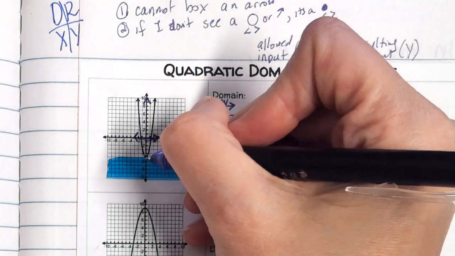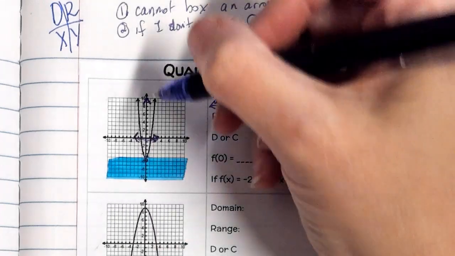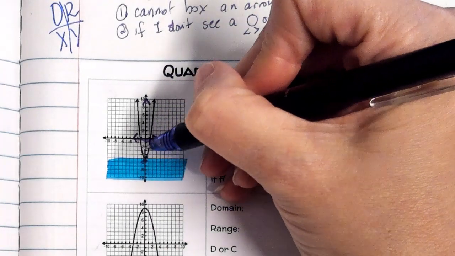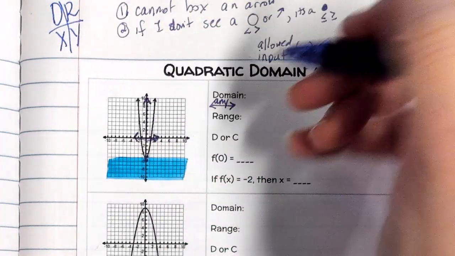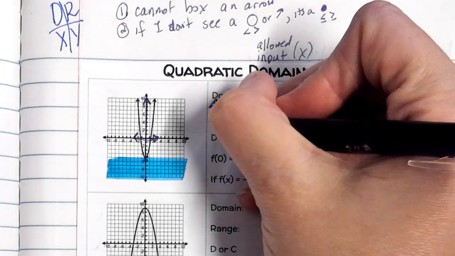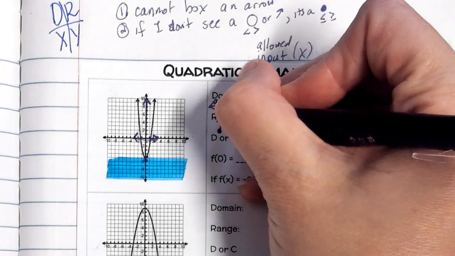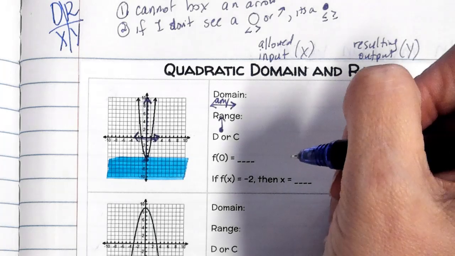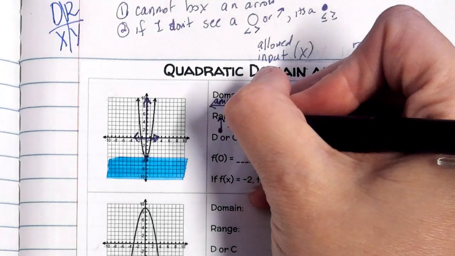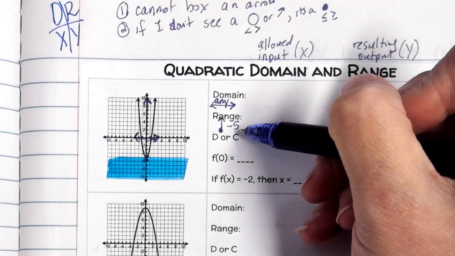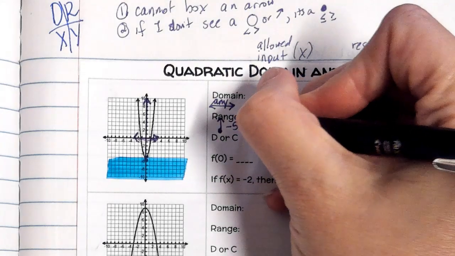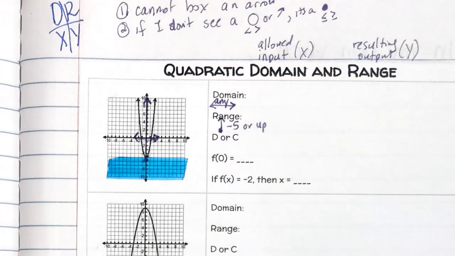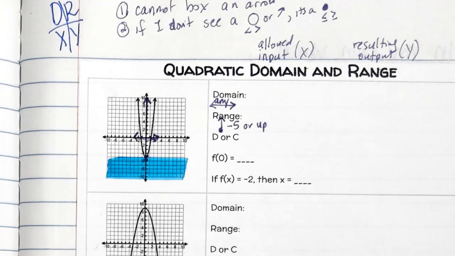So if I look at this one down here, since I don't see a bubble or an arrow, I put a dot and I connect that up. Well, if I were to draw that, my y values look like that. And the lowest value I see is -5. So that means anything -5 or up I can use. I can use any value -5 or higher.